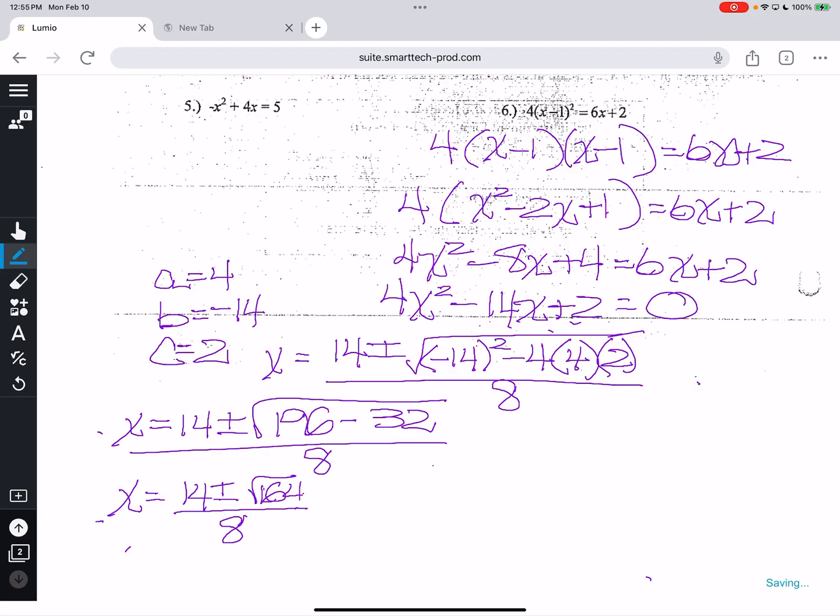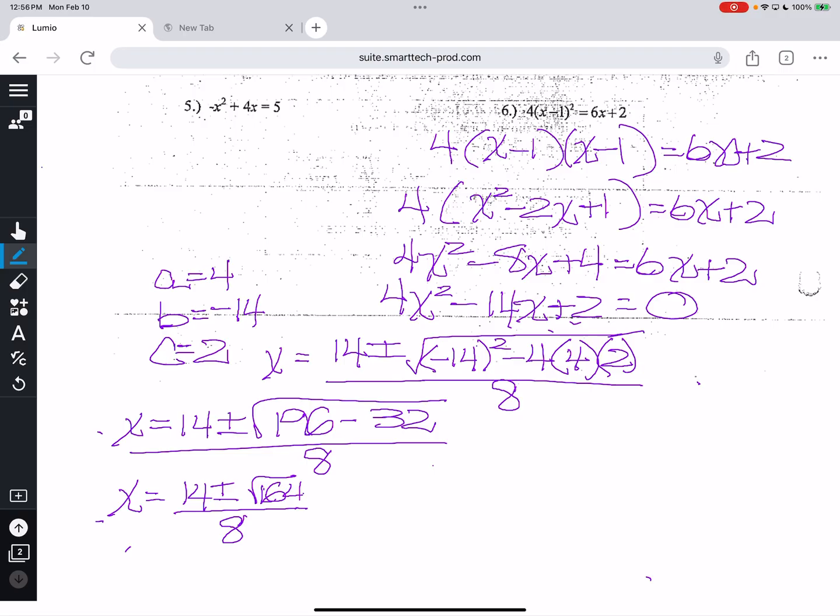Has anyone worked out the radical? You should have gotten 164. Isn't that a perfect square? Nope. I got 164. 196 minus 32 is going to give us 164. Negative 4 times 4 is negative 16. Negative 16 times 2 is negative 32. That's negative 4 times a times c.